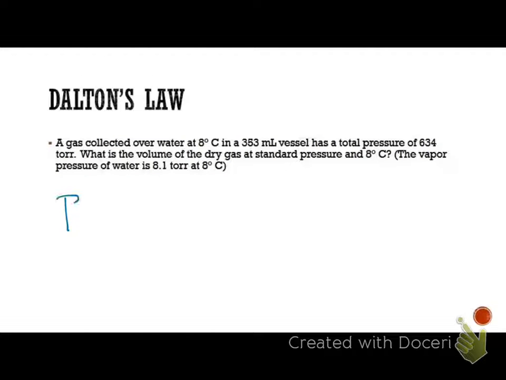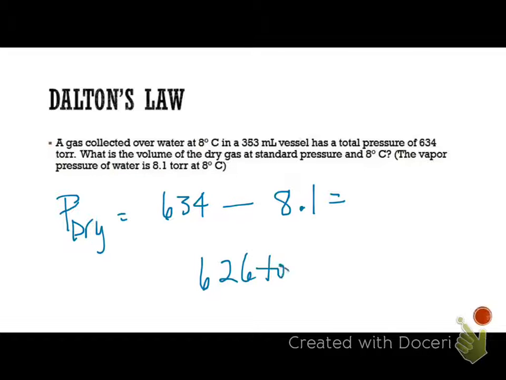So we do P of the dry gas. We would just take the 634, subtract the 8.1, and then we would get 626 torr. That would be our dry gas pressure. So basically you have to correct the volume for the pressure. Okay? Any questions on Dalton's? That's pretty straightforward, if you can add and subtract.